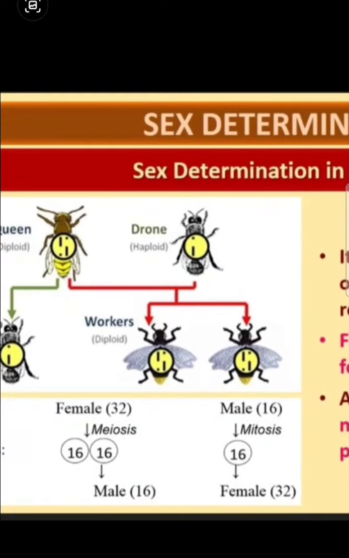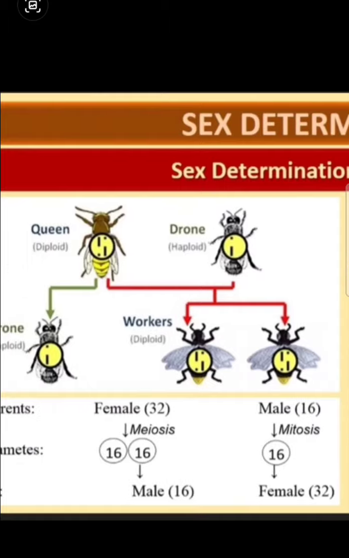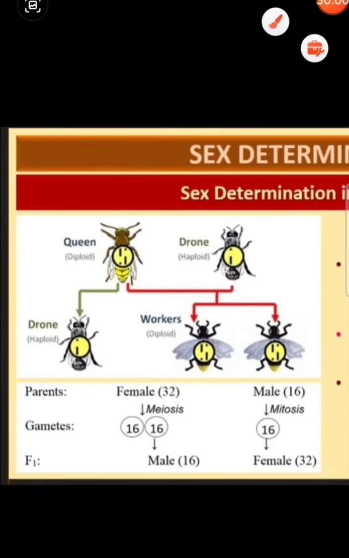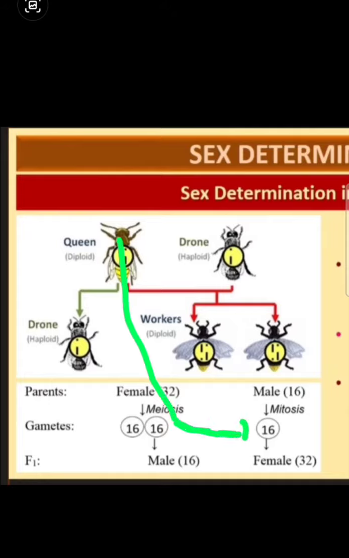Okay, so male with 16 chromosomes, by mitosis, will produce 16 gametes. And this female, by meiosis, is producing gametes, and the number of chromosomes will be 16. So they will fuse to form the female progeny as well as worker. Okay, so this you have to remember.